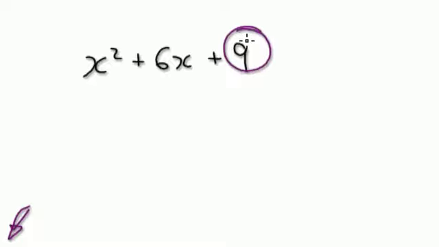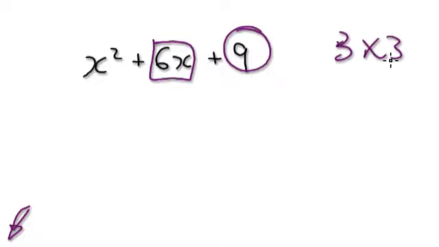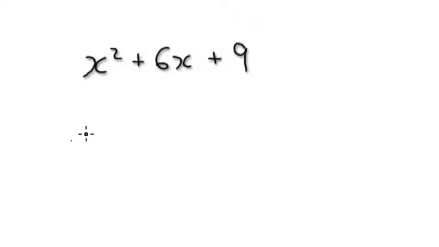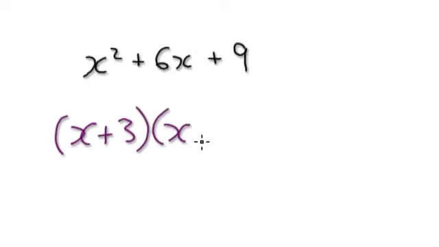Okay, so again, I should zoom into there. Two numbers multiplied together, and when added together give you 6. It turns out to be 3 and 3. You could try other combinations, but it's going to be 3 and 3. So the answer would be x plus 3, and then x plus 3 here.